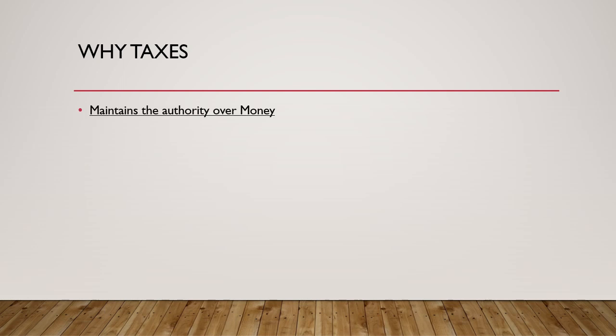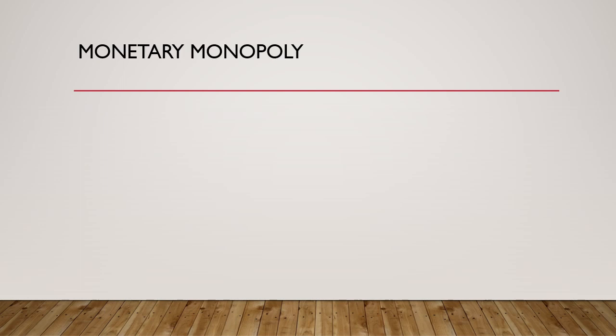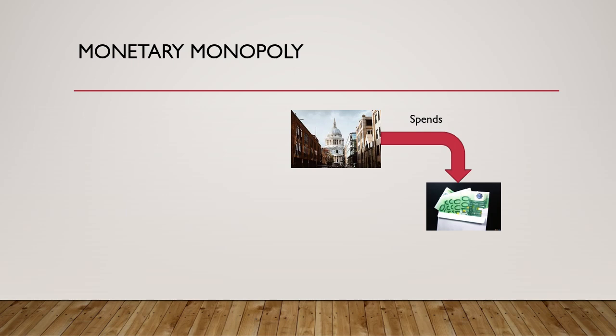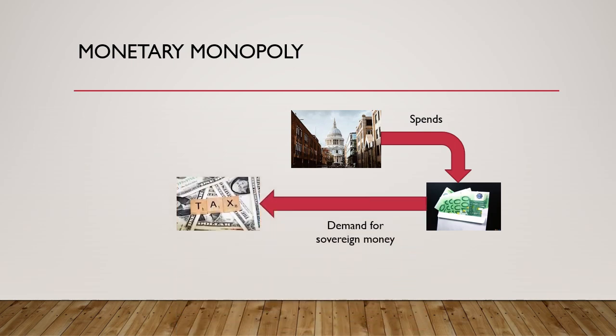So why taxes? First point, it maintains the authority of the government over the money supply. So here is what it means. The government has a monopoly over money in the economy. And to maintain that, the government spends money in the economy, the money that is created literally out of thin air. Now, why would the people collect that money that has been printed out of thin air? Well, the people do collect that because they have to pay taxes to the government. The government takes taxes, and that is a source of monopoly of the government over the money supply because it has to collect these taxes.